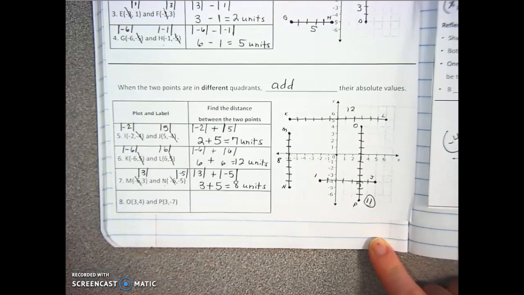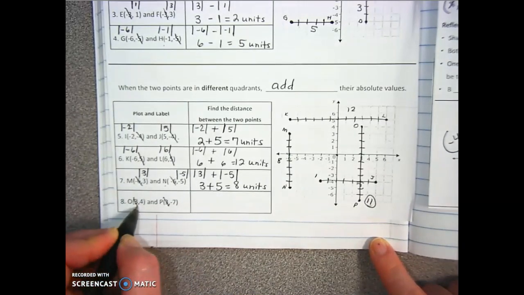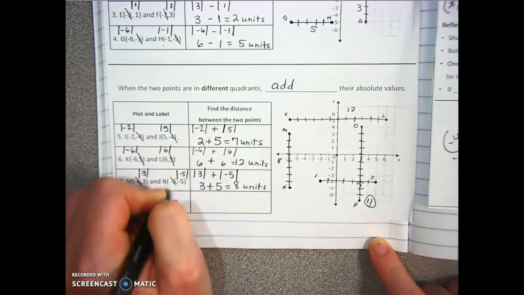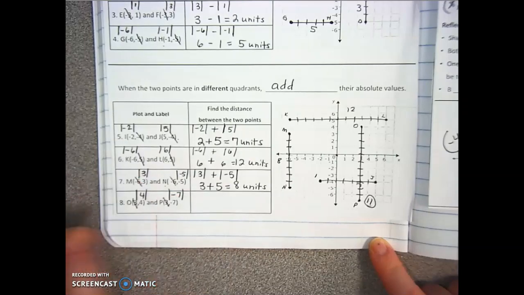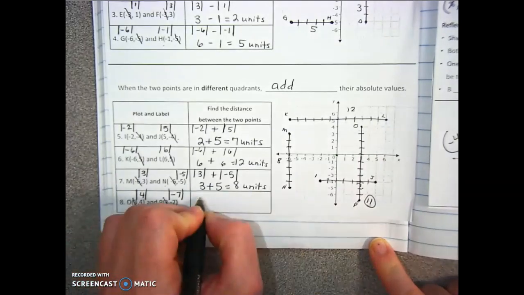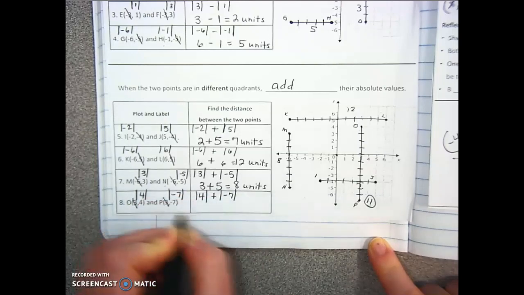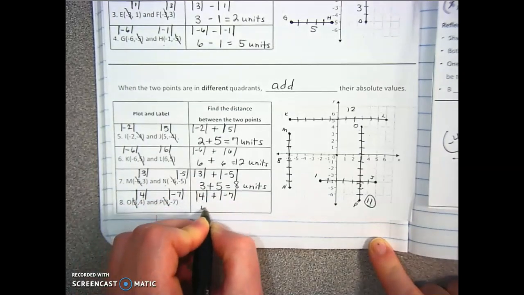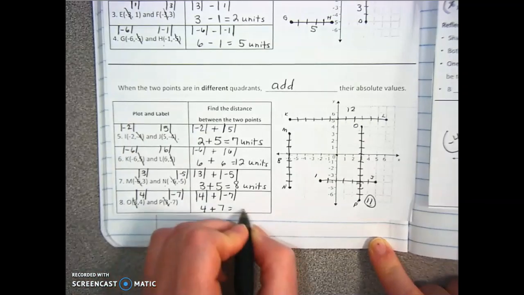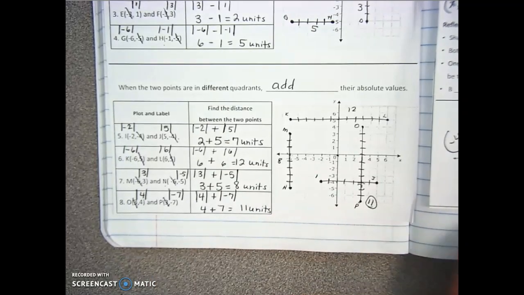So now let's check it with our absolute values. So the identical coordinate this time is our X coordinate, so I'm going to cross that out. So I have an absolute value of +4, absolute value of -7, and remember we're adding them because they're in two different quadrants, 1 and 4. So we're going to add these two together. So the absolute value of 4 is 4, absolute value of -7 is 7. So 4 plus 7 is 11 units. And that's correct. And that's the end of this lesson.